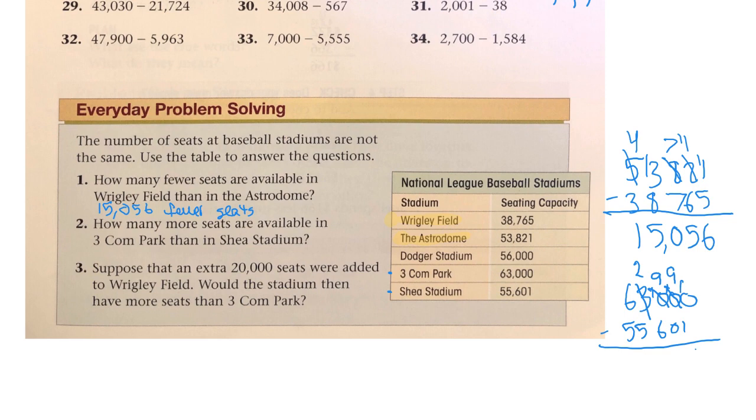Now I can take 1 from 10 and get 9. I can take 0 from 9, that's still 9. I can take 6 away from 9, and that's 3. Oh, I can't take 5 from 2, so I need to regroup again. That 6 becomes 5, and I give the regrouped amount to the 2. 12 minus 5 is 7. 5 minus 5 is 0. I don't need to rewrite that again. The answer is 7,399 more seats in 3Com.